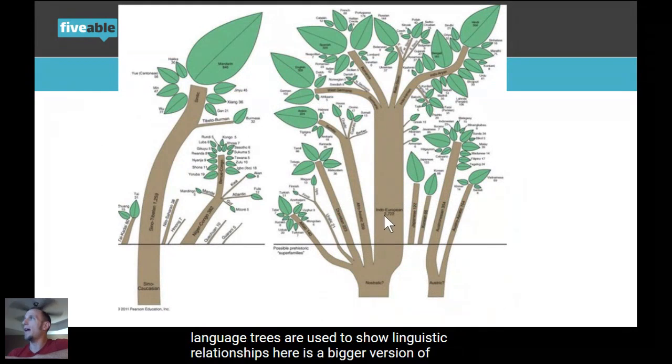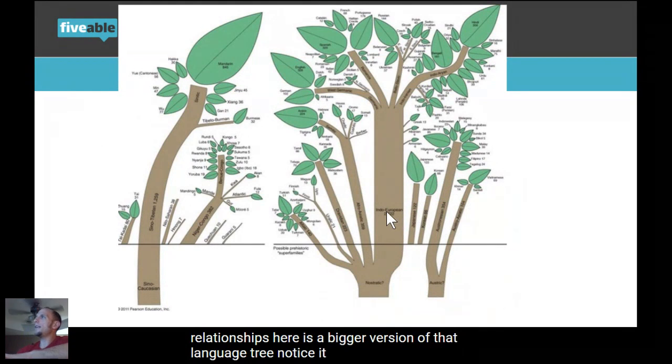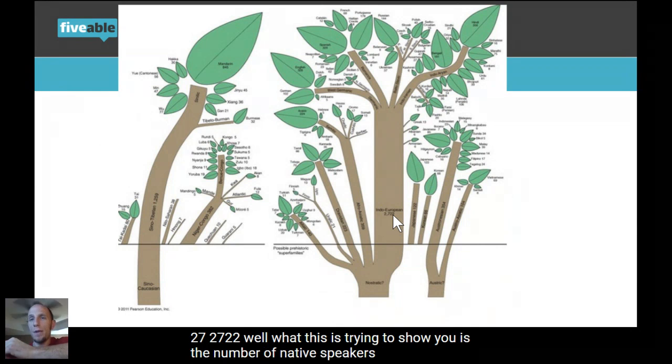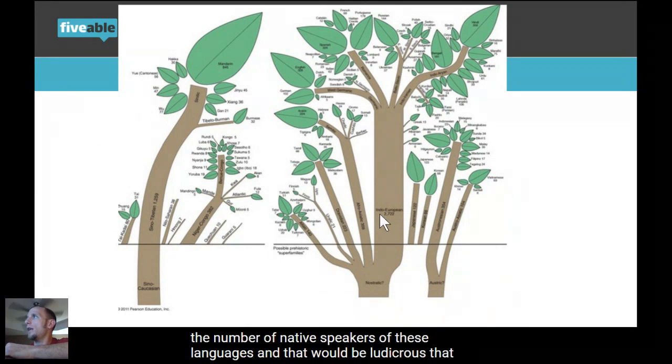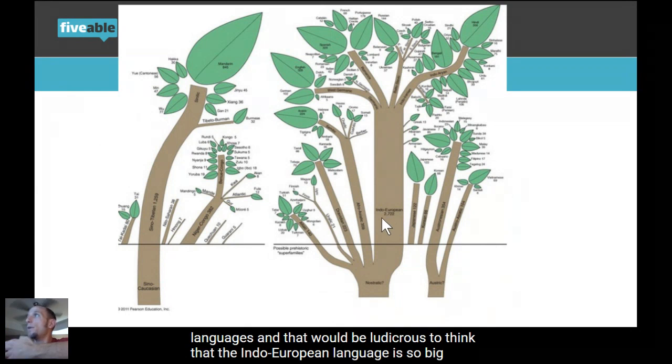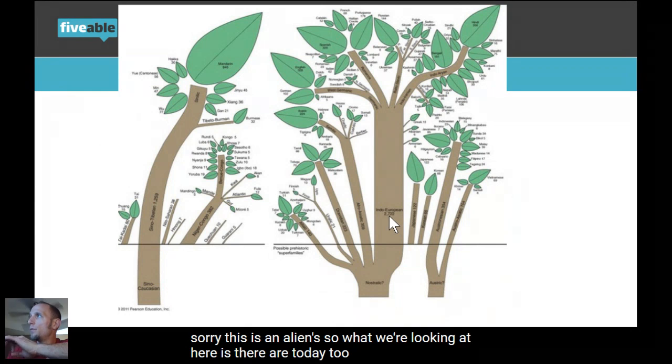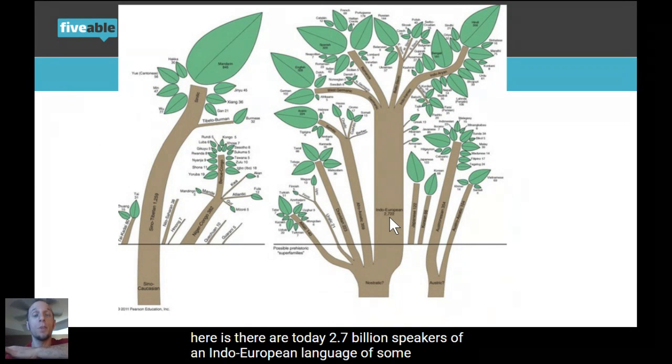Here's a bigger version of that language tree. Notice that this number here is 2,722. Well, what this is trying to show you is the number of native speakers of these languages. And that would be ludicrous to think that the Indo-European language is so big with only 2,722 speakers. This is in billions. Oh, I'm sorry, this is in millions. So what we're looking at here is there are today 2.7 billion speakers of an Indo-European language of some sort.